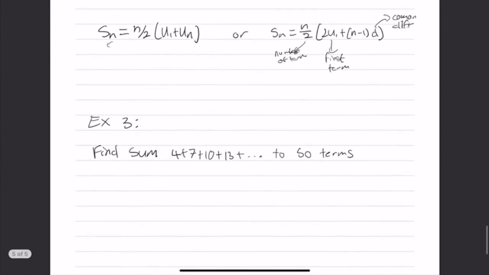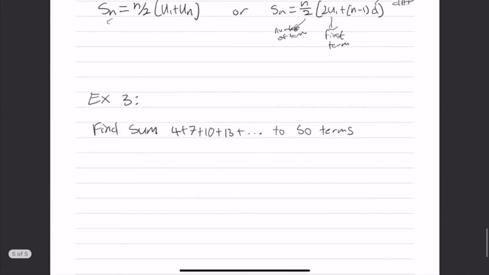So we look at this example where we have to find the sum of this series: 4 plus 7 plus 10 plus 13, and it keeps going to 50 terms.